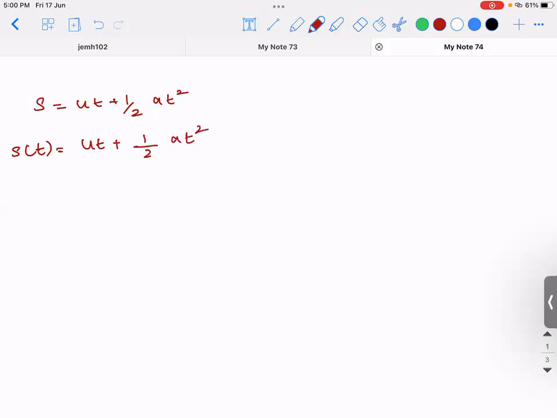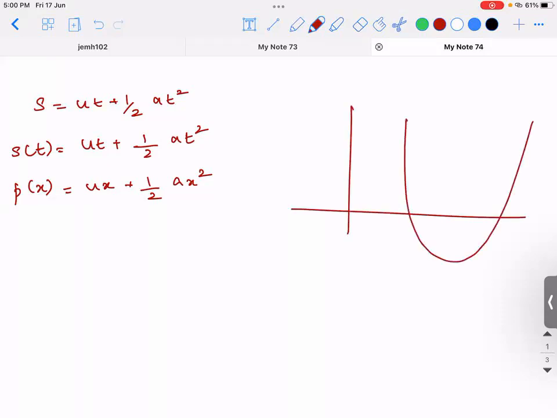If I want to write the same thing in mathematics, I'll call it a value p of x is equal to ux plus half into ax square. So what is this actually? It is actually a quadratic polynomial, right? So in your quadratic equations, did you find out the zeros by drawing graphs? Did you do it? Yes or no? No. Did you see these kind of graphs? Did you see these? So what are these called as? This is called a parabola.